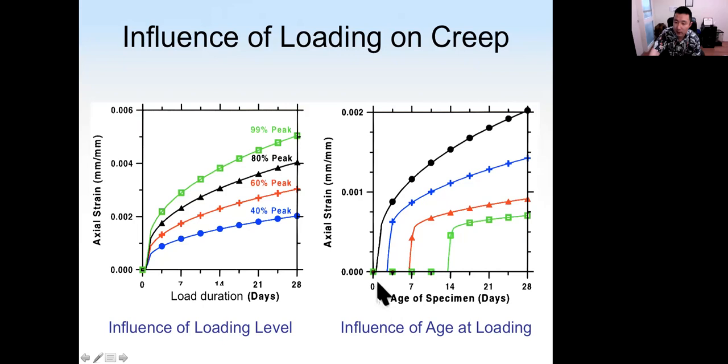If we increase the age at loading, okay, for example, the green line is where we apply the load at about 13, 14 days. So the creep will be lower compared to where we apply the load at early age, because at early age, concrete is weaker. If we apply the load earlier, creep will be higher.